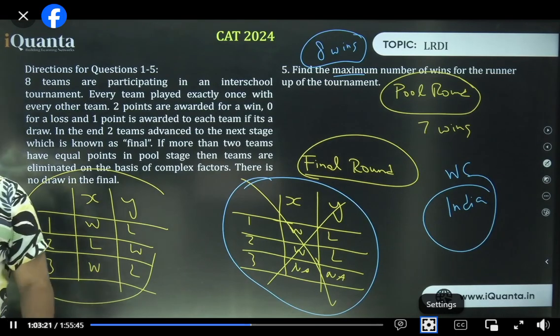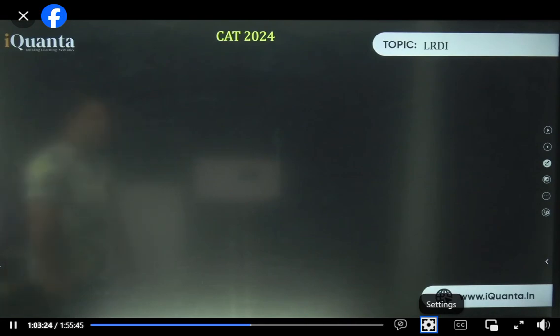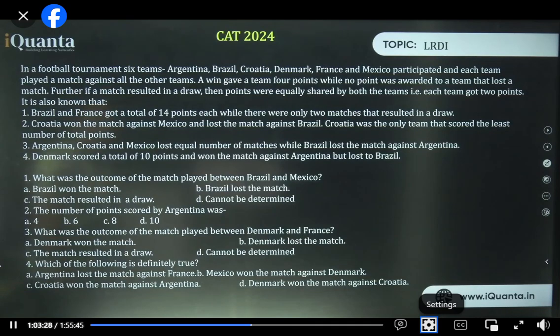Divyanshu, question 2. Just revise it once. Things will be totally clear. Now we have the second set for today. And this set is a very nice set, I would say. So for this, I'm going to give you some extra time.